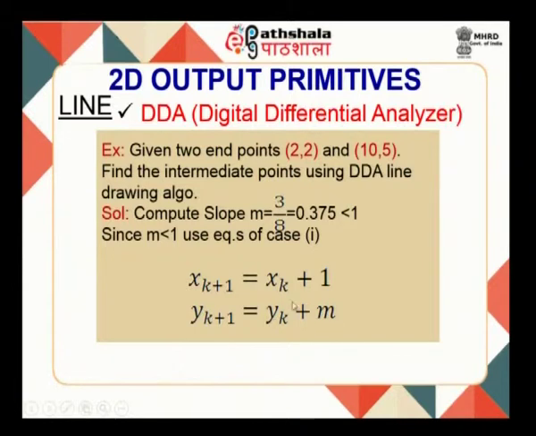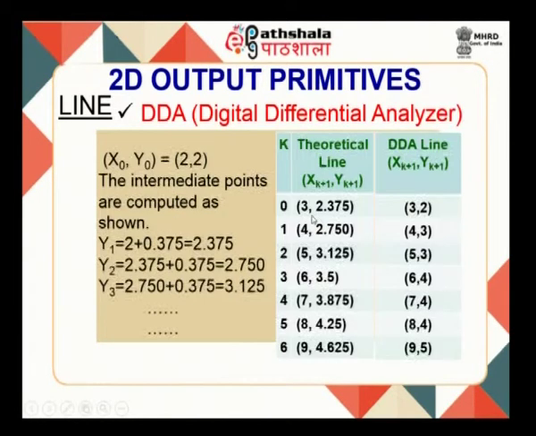We have to compute the y coordinate using the equation y k plus m. Take the previous y value and add m to that, where m is a fraction here, which is 3 by 8, that is 0.375. So here the next y value is computed. Take the previous y value, the first y value is 2, add 0.375 to it, and you get 2.375. So 2.375 is what is listed here in the table, as you could see here. Add 0.375 to 2.375, which is 2.750.